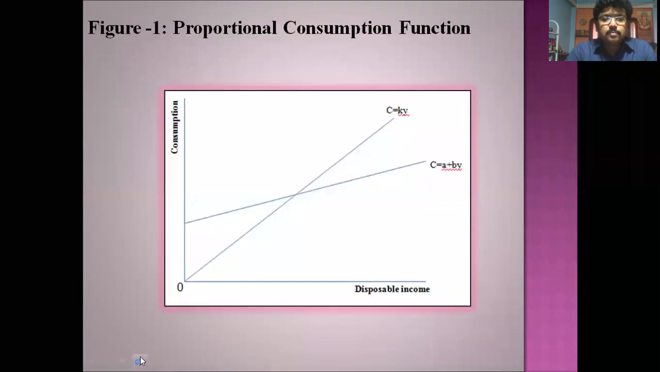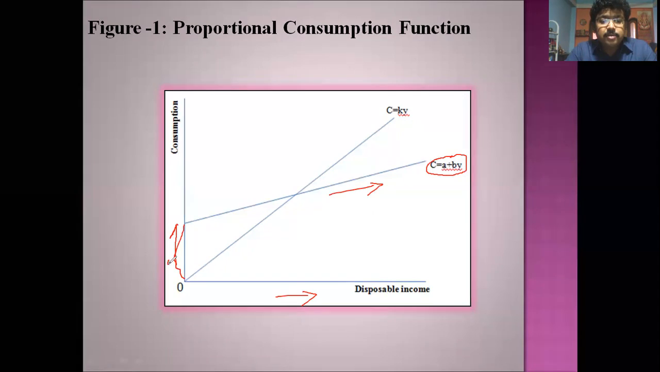Now, look, this is the proportional consumption function. Along the vertical axis we measure consumption, and along the horizontal axis we measure disposable income. This is the Keynesian consumption function, C equals A plus BY, where A is the autonomous consumption. This is A. The consumption curve cuts the vertical axis at a distance A from the origin.